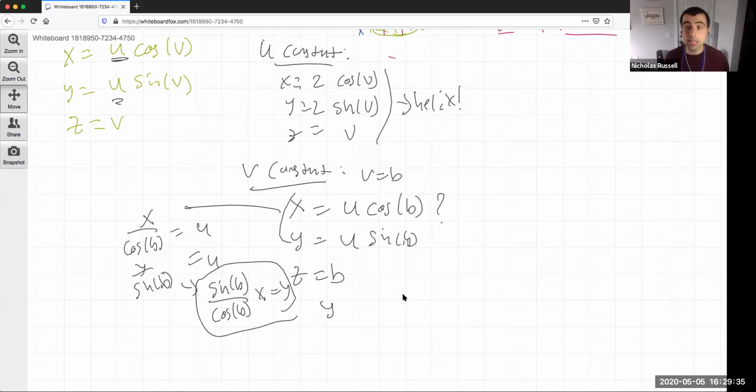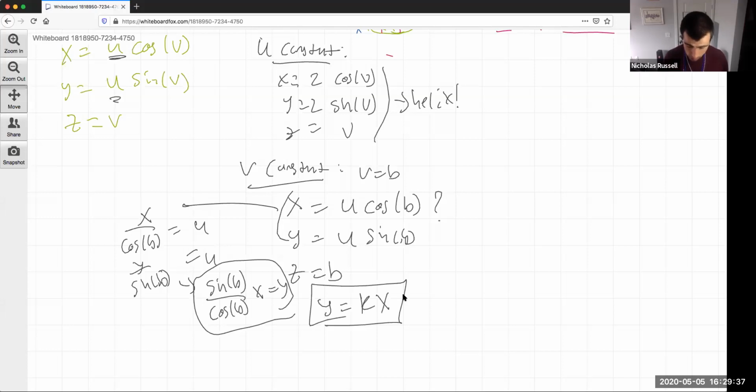And if I have something like Y equals K times X here, this is going to be a line. So think about what's happening here. What this is saying is I have lines going in wherever I keep Z constant. I'm changing the lines there. I'm just keeping that line. That's all I'm doing. I have lines here, and I have a helix here.